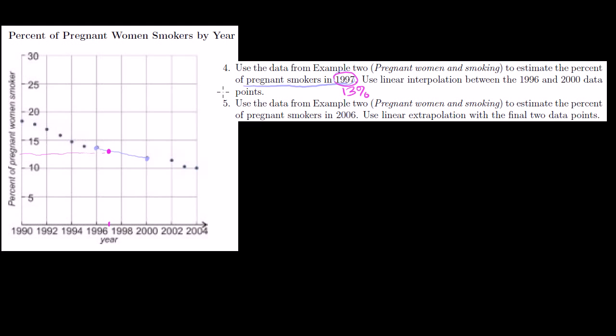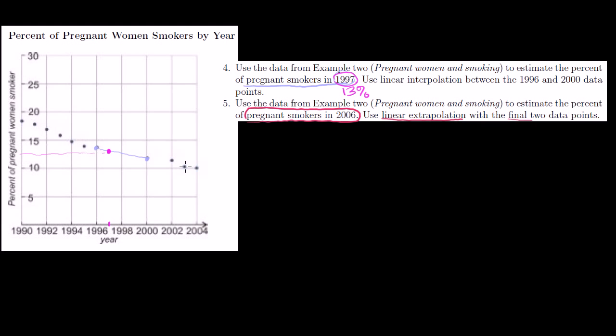Now part 5. Use the data from example 2, same example right here, to estimate the percentage of pregnant smokers in 2006. There isn't any 2006. This chart ends at 2004. So we have to use linear extrapolation with the final two data points. Here you're going to see the difference between interpolation and extrapolation. Interpolation, you are estimating between two data points that you already knew. Extrapolation, we're going to take the final two data points and continue that line.